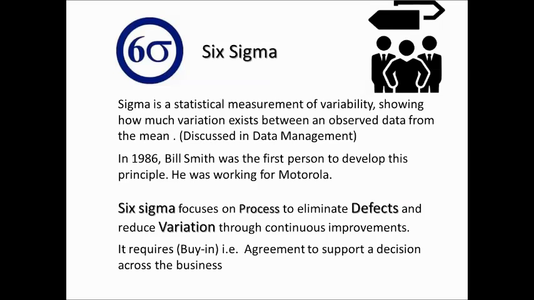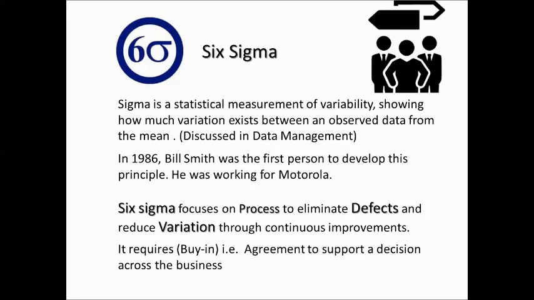Six Sigma is another methodology. The sigma is a statistical measure of variability. It usually measures the distance of any data point from the mean, and we discuss it in data management. The distance between any data point and the mean of the data set is known as a sigma. It is a statistical point of view.